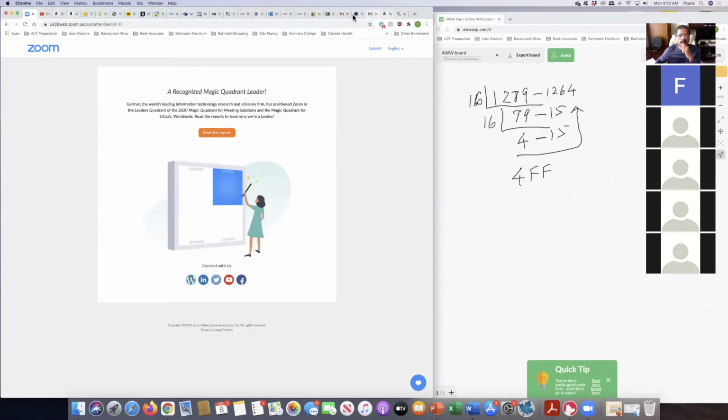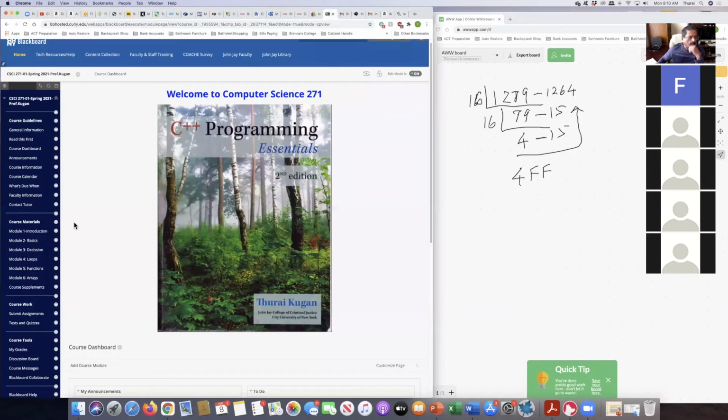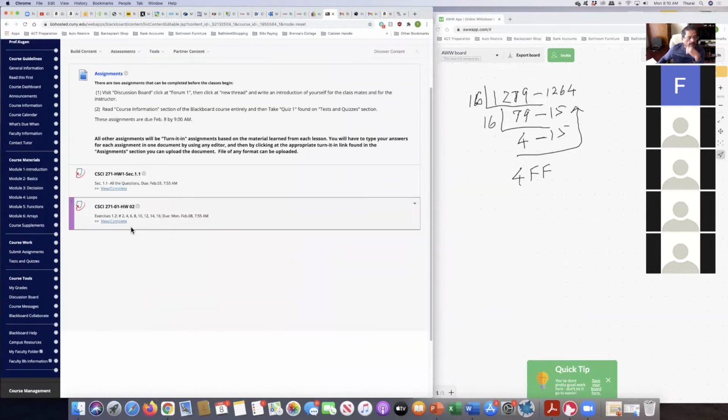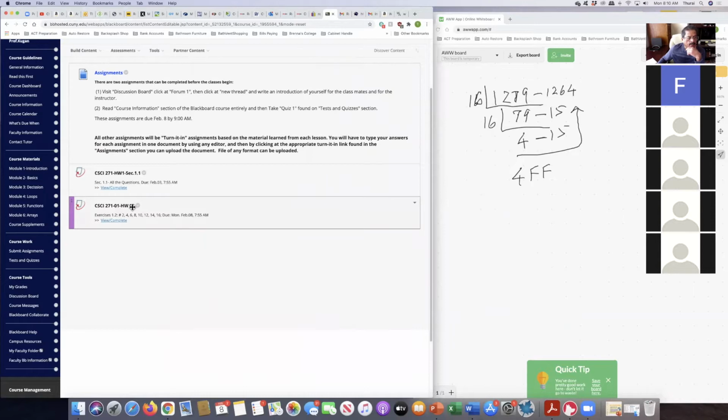So let me close this and go to the Blackboard for a second and show you the submit assignments. So if you go to submit assignments, right here, for example, homework 2, you turned it in this morning or yesterday. It tells you exactly what problems are due here. So that's always correct. The course calendar can sometimes be off depending on what material we manage to finish.